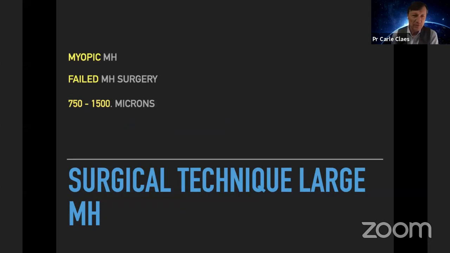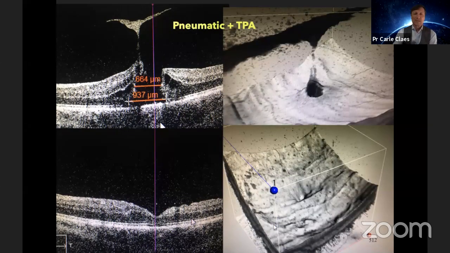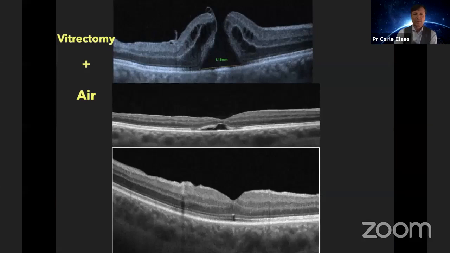The treatment actually is for large holes. This means myopic macular holes, failed macular hole surgery previously, and very large holes extending from 750 to 1000 microns up to 2000 microns. We know, and we heard already from Ihab, there are different methods to heal the macular holes. I'm not going to go into all of them, but we can just inject the pneumatic tamponade with TPA, as I did in the first case, which gave an excellent result.